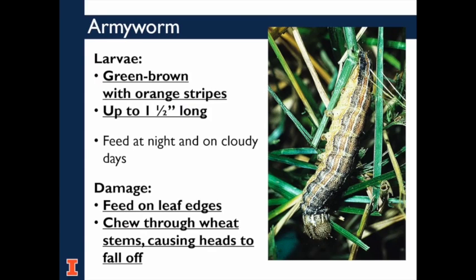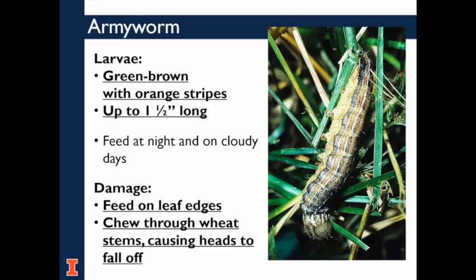Armyworm larvae feed in groups at night or on cloudy days, so you may not see the insects in the field, but you will see their damage. The larvae damage plants by feeding on leaf edges. When they feed on wheat, they can also chew through stems, causing wheat heads to fall off.